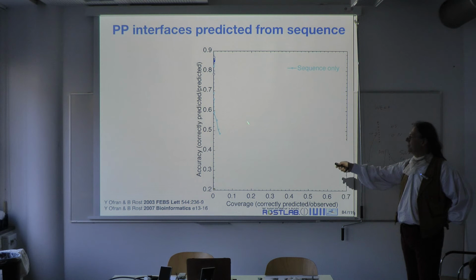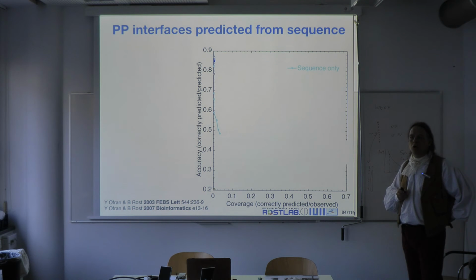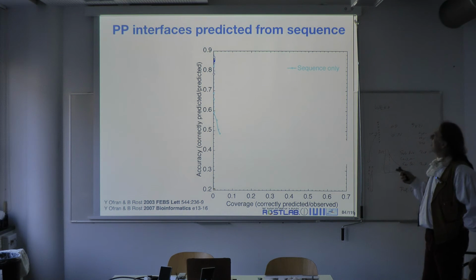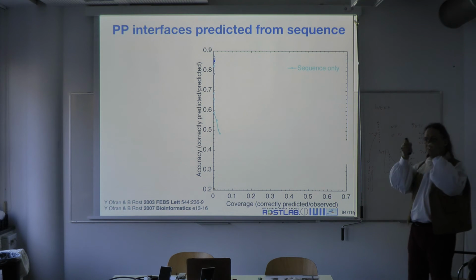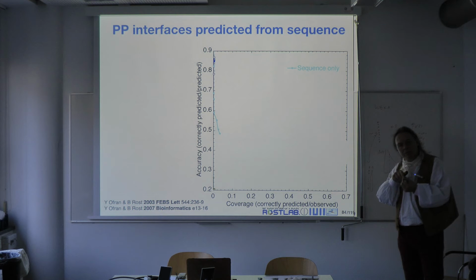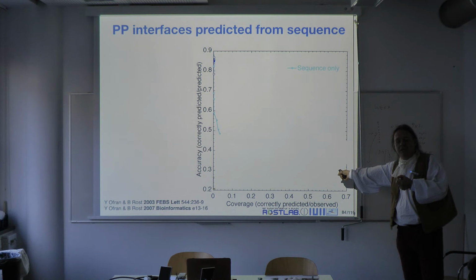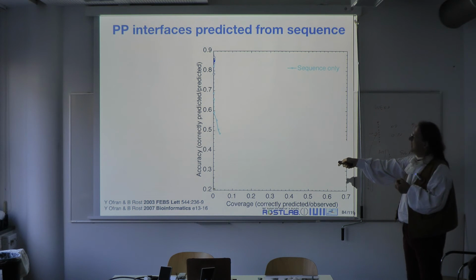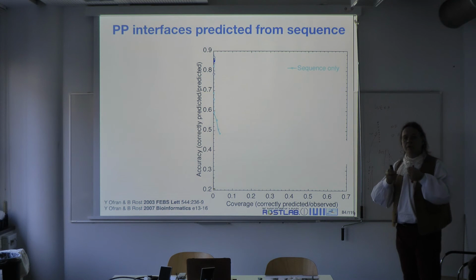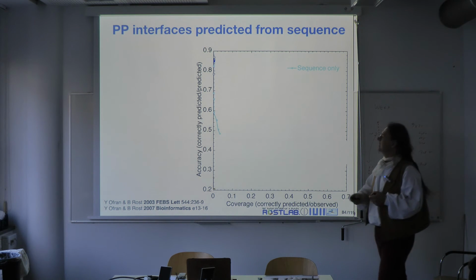If I only took sequence, that's what you get. That's the so-called ROC curve, or ROC-like curve. Only using sequence information. Coverage: of all the residue sites, I ask, how many of the residues have I observed to be in a protein interaction? And of those, at my threshold, how many did I find? And that's at my threshold of the ones that I predict, how many are right.